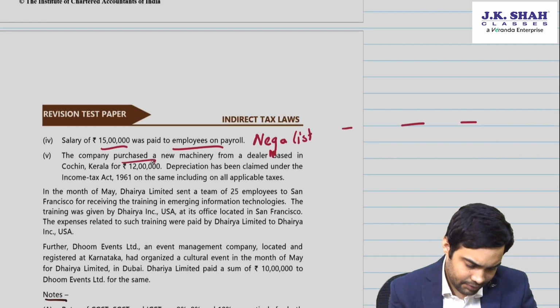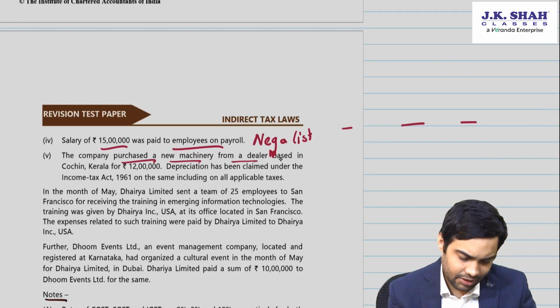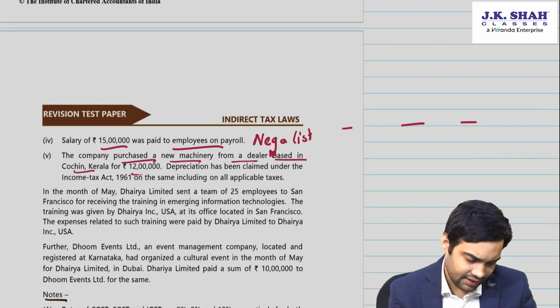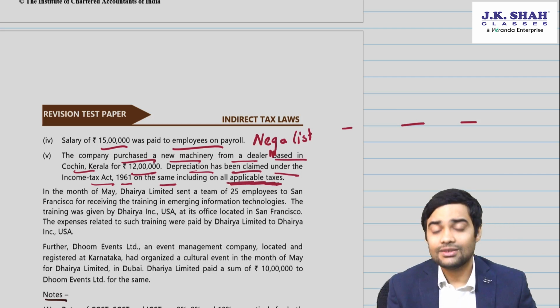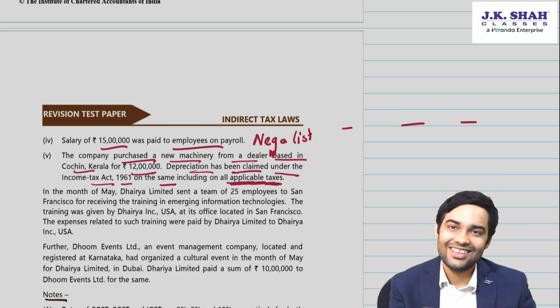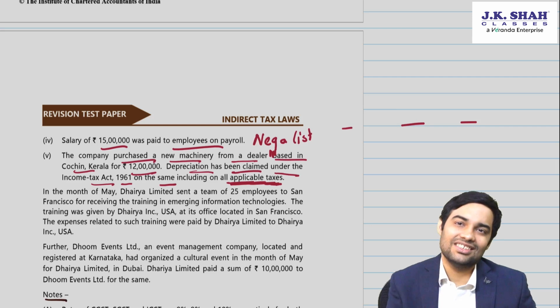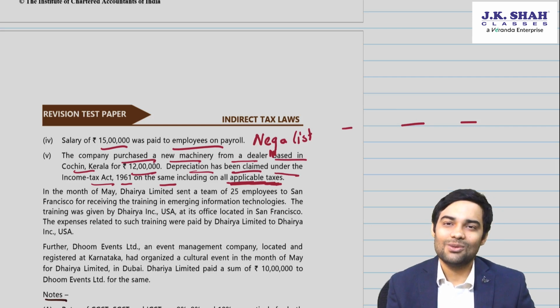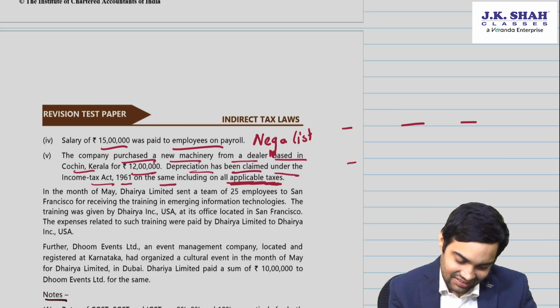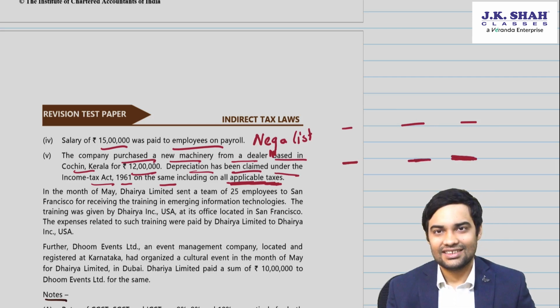salary. Company purchased a new machine from a dealer based in Cochin, Kerala for 12 lakh. Depreciation has been claimed under Income Tax Act 1961 on the same, including on all applicable taxes. So you have claimed depreciation on the GST component as well. If you have claimed depreciation on the GST component as well, whether you will be eligible for ITC? The answer is no, you will not get ITC.